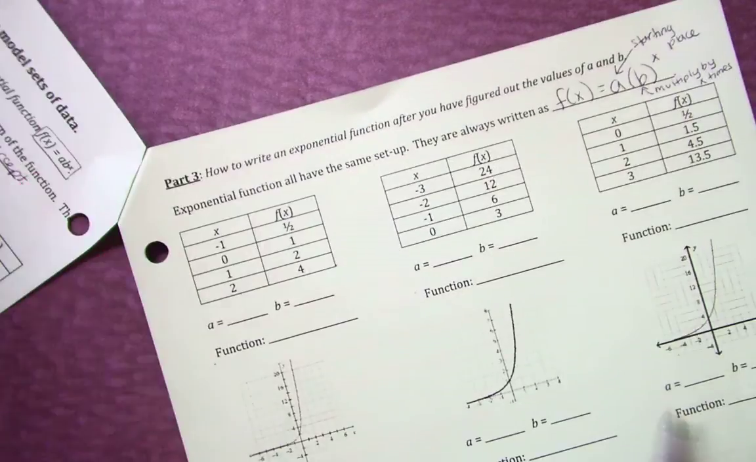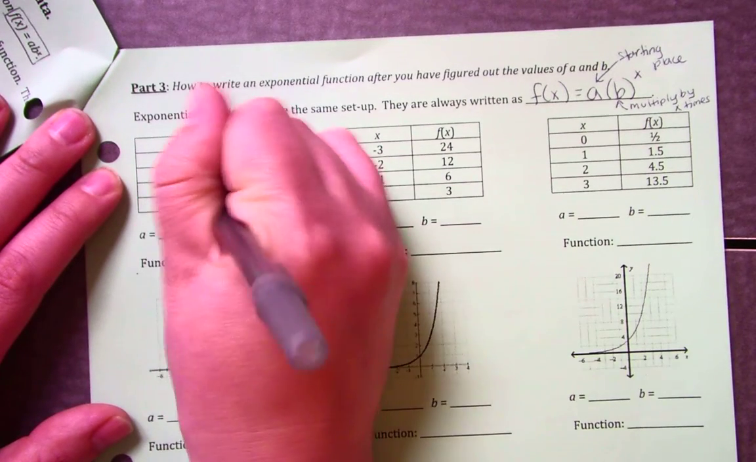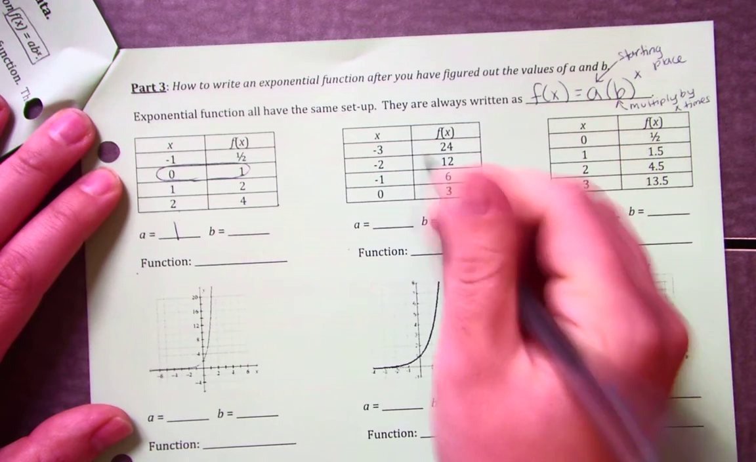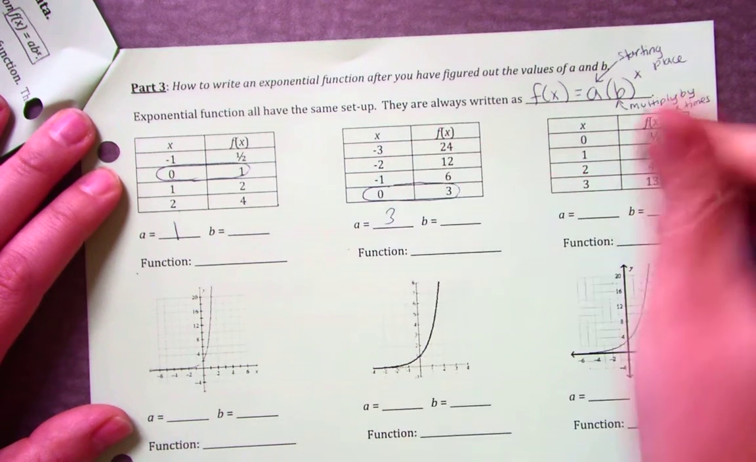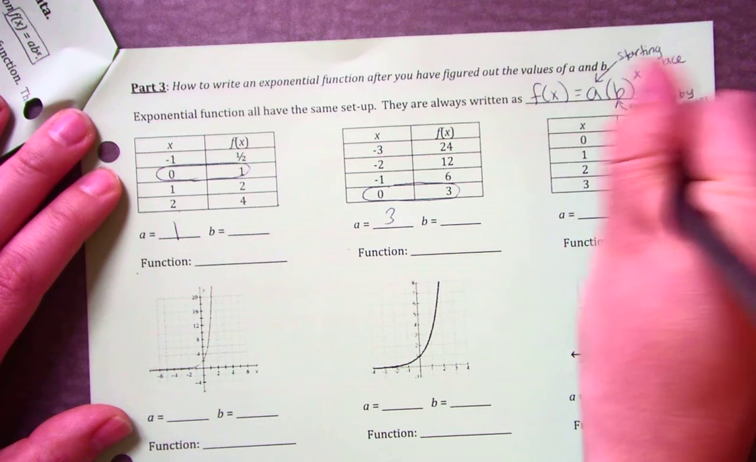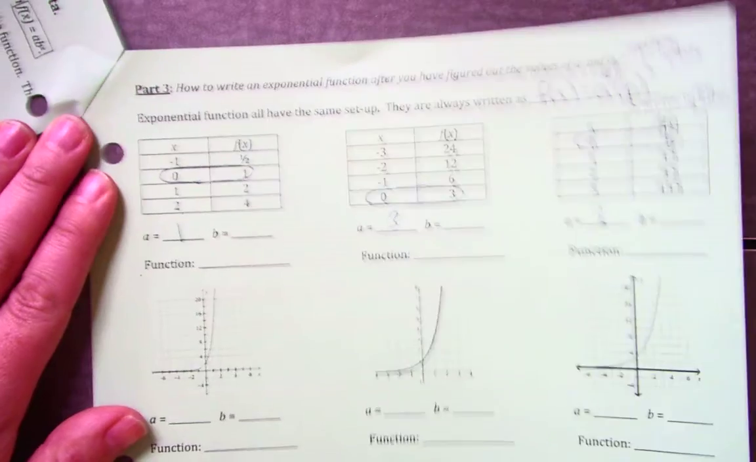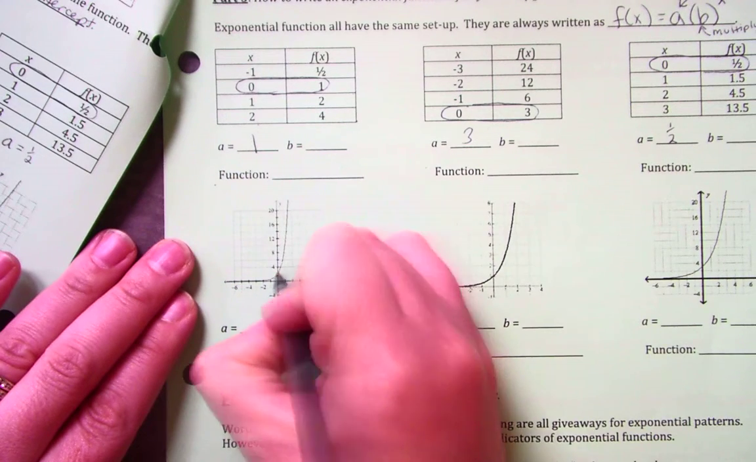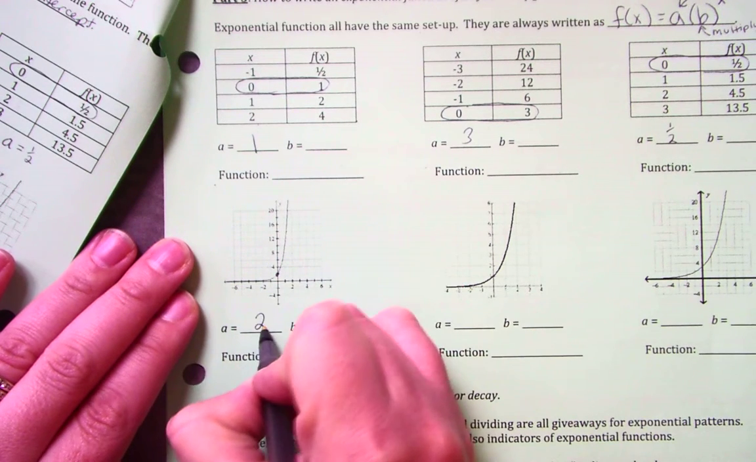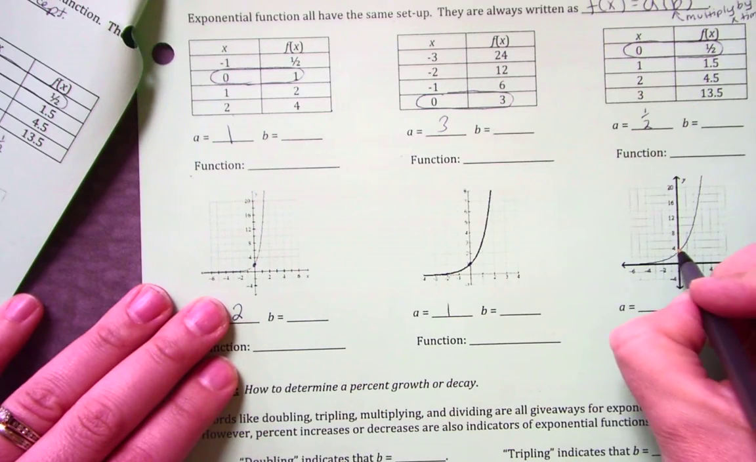If you look back at part A, you can see that in this first table, A is 1. In the second table, A is 3. In the third table, A is 1/2. And I'm not going to spend time on that because we've already talked about that over here. In the graph, A is the y-intercept, so we're looking at 2, 1, and 3.